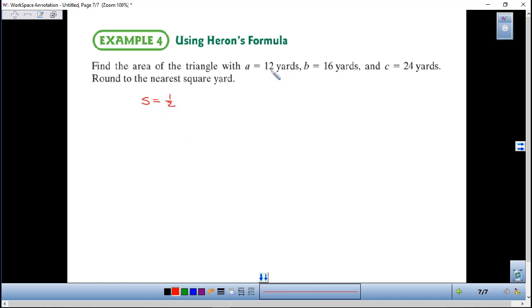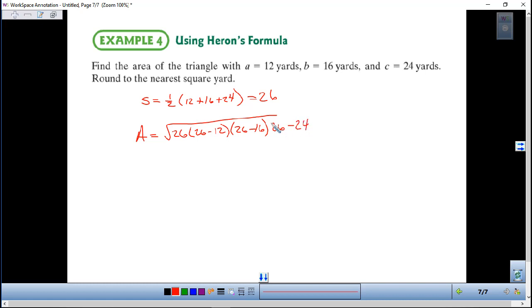So it's 1/2, and the perimeter is going to be 12 plus 16 plus 24. All right, 16 plus 24 is 40. 40 plus 12 is 52. Half of that's going to be 26. Now the area is equal to the square root of 26 (S) times 26 minus 12 (A) times 26 minus 16 (B) times 26 minus 24.